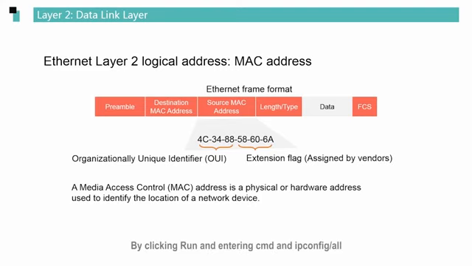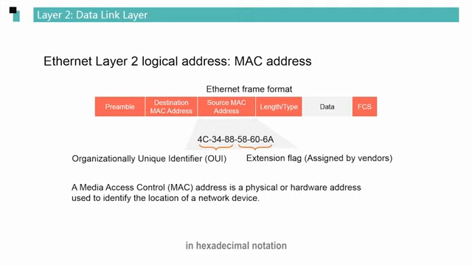By clicking Run and entering CMD, then ipconfig /all, you can find your wireless network interface card's IP address, subnet mask, gateway address, and DHCP server address. The IP address is assigned by the gateway. In addition, this is where you will find the device's physical MAC address.